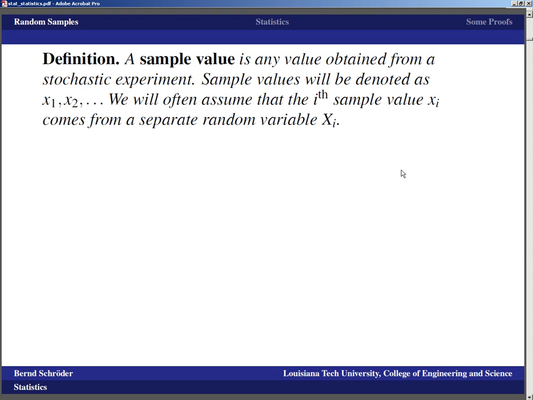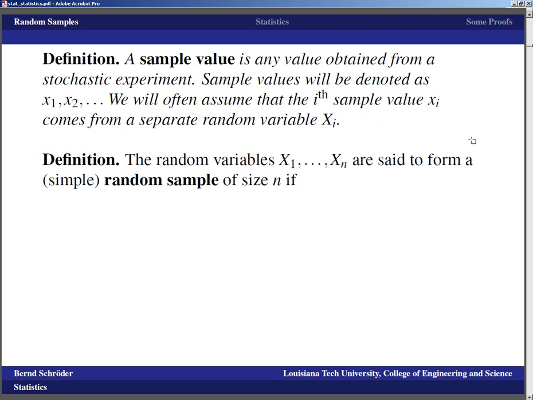And we will often assume that the ith sample value xi comes from a separate random variable X sub i. So we're not necessarily going to say that our experiment is the random variable that spits out all the sample values. We might just say that our first measurement is a random variable, our second measurement is another random variable, our third measurement is another random variable, and so on. That just ultimately helps with the theory, it helps with some proofs, and the models are essentially equivalent.